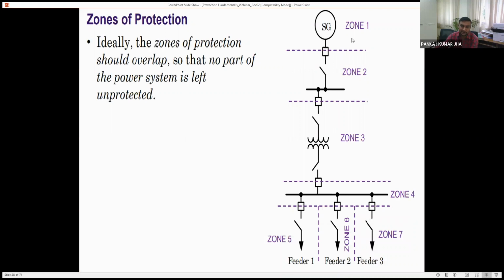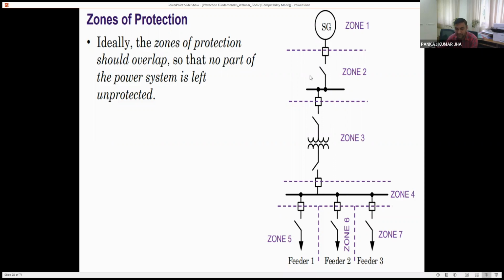What are zones of protection? If you see in the very first slide, I explained that we have some synchronous generators followed by generating transformers, transmission lines, then some lower distribution or sub-transmission level lines, then distribution, and at the end we will have some loads. So we can have multiple zones like this: generator zones, then the zone between the generator bus and the generator transformer, then the transmission lines, then distribution lines, like that. So we can have multiple zones.